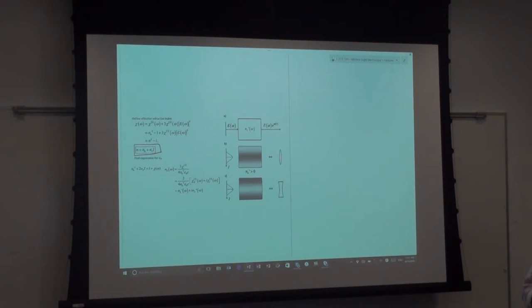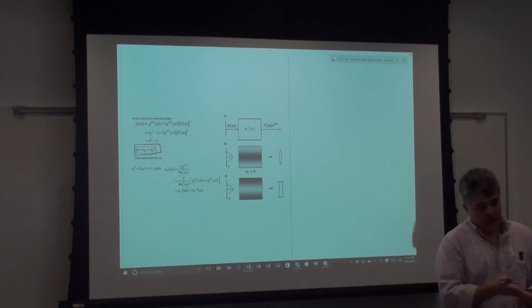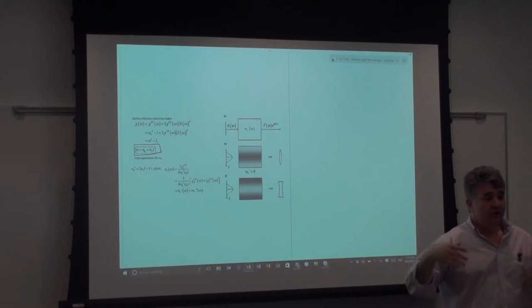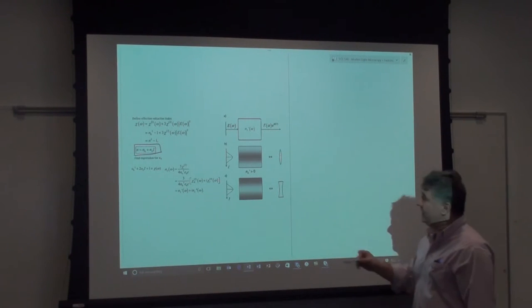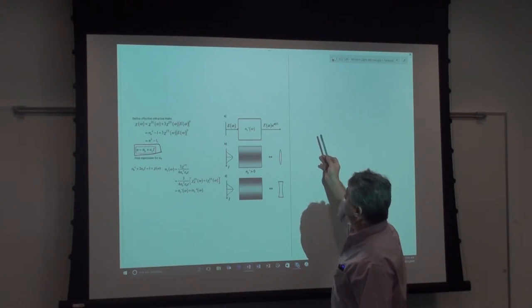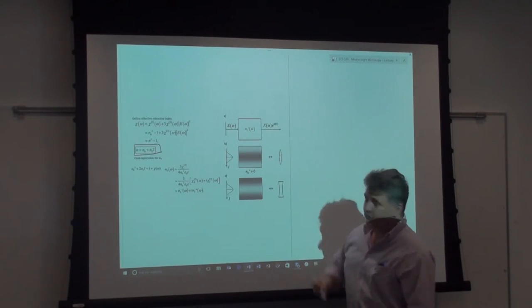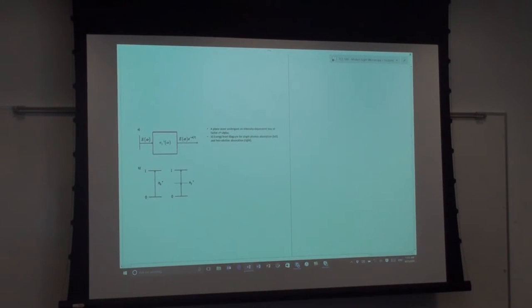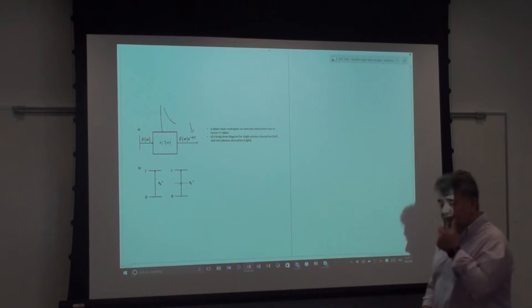Saturation is a nonlinear effect by definition. Whenever you have a phenomenon that saturates, it means that instead of your output growing linearly with your input, it saturates. So that means it's no longer linear. In this particular case, let's say my medium, this is the N prime. Do I have an N double prime? It simply attenuates, right?